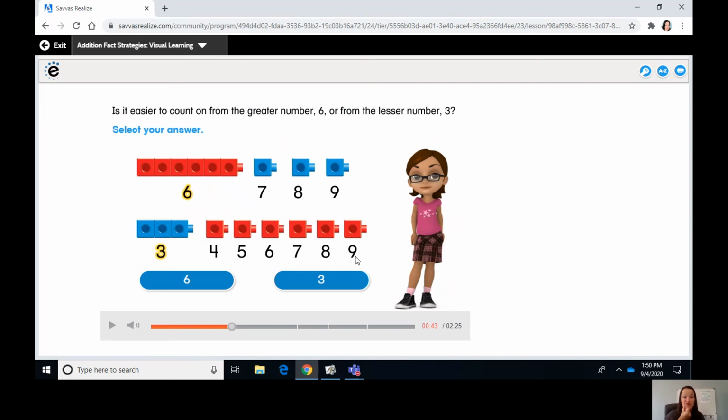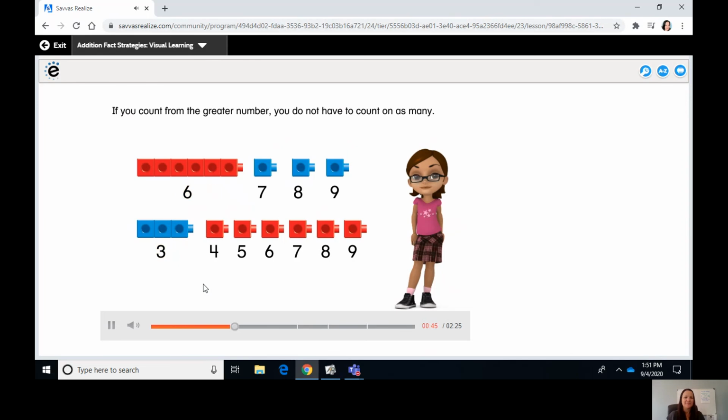I think if you start with 6, you have less to count afterwards. So let's see if we select 6, if that's correct. Oh, we're right. If you count from the greater number, you do not have to count on as many. Counting on from the greater number is easier.